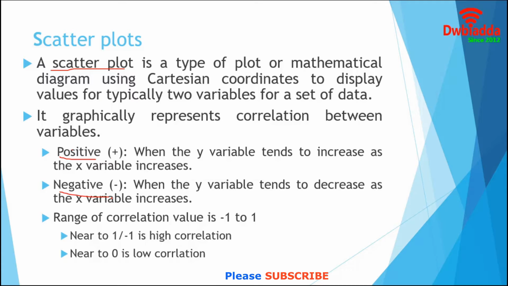If variable y increases with the increase of variable x, then this relationship is known as positive correlation. Similarly, if variable y decreases with the increase of variable x, then this relationship is known as negative correlation. The range of the correlation value is in between -1 to +1. If the value is near to 1 or -1, the correlation value is very high, and if it is near to 0, it has low correlation. In the next section, we are going to explain this with proper examples.